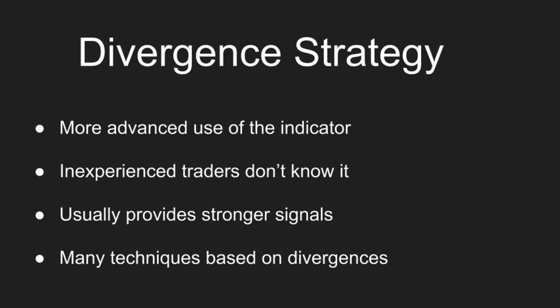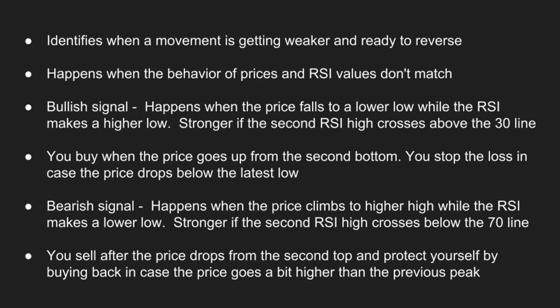Now we will talk about the second strategy, which is divergences. Divergences is a bit more advanced use most traders don't even know about, but in practice it provides much better indications than simply reading the values of the oscillator, and there are many techniques based on them. By using divergence, we can see when a movement gets weaker and ready to reverse, and it happens when the behavior of price and the RSI value don't match.